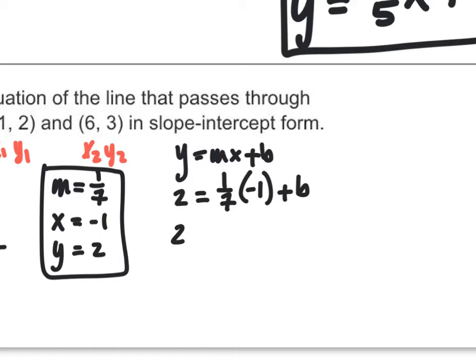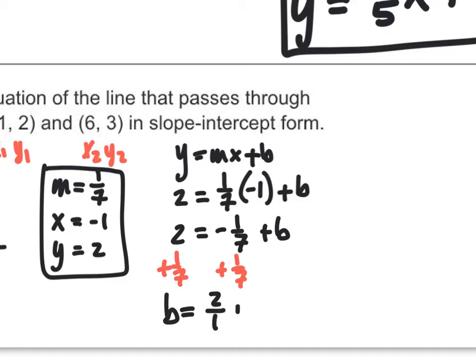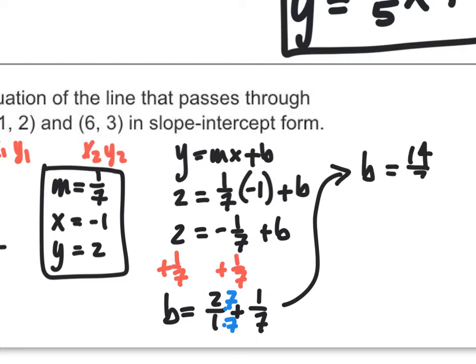So then I get 2 is equal to negative 1/7. Negative 1 times 1/7 is negative 1/7, and then plus b. So now I'm going to add 1/7 to both sides. So b is equal to 2 over 1 plus 1/7. Now I need a common denominator, so I'm going to multiply numerator and denominator by 7 and 7. So then I get that b is equal to 14/7 plus 1/7, so my value for b is going to be 15/7.